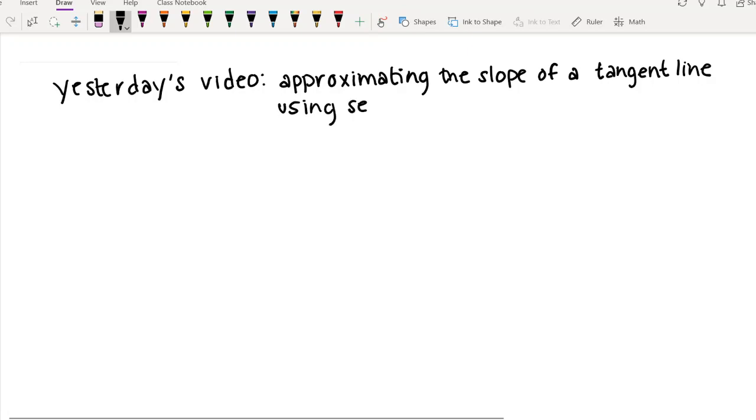Specifically, we were using secant lines where we brought the second point closer and closer to the first point. So we were working with this slope of a secant line that looks like this: f of b minus f of a over b minus a.